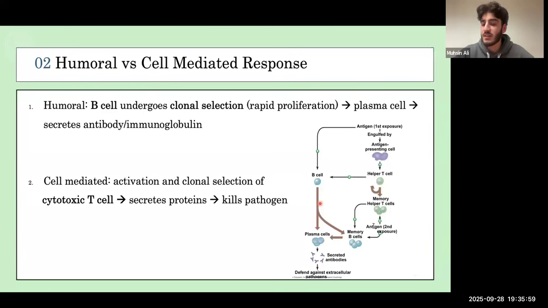So T cells aren't made in the thymus. They are not made in the thymus. They are made in the bone marrow with B cells, but they mature. The key word here is mature, that they mature in the thymus.